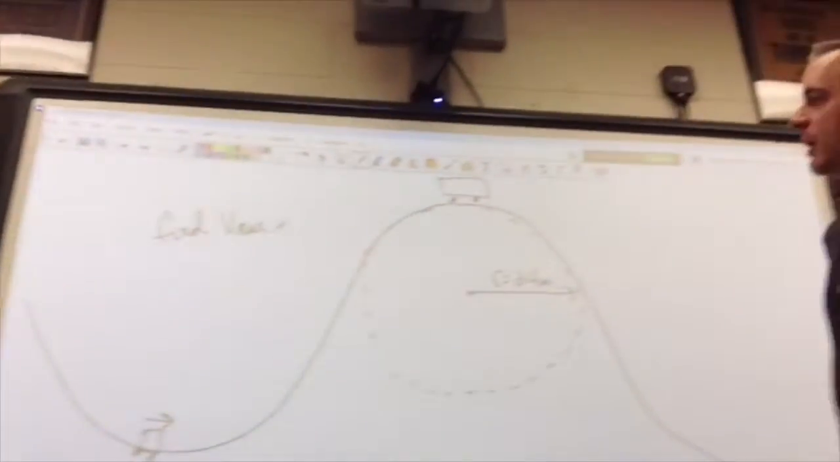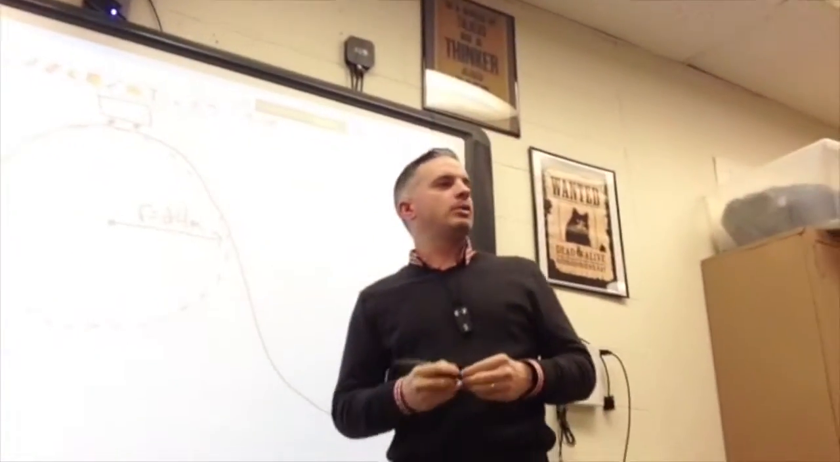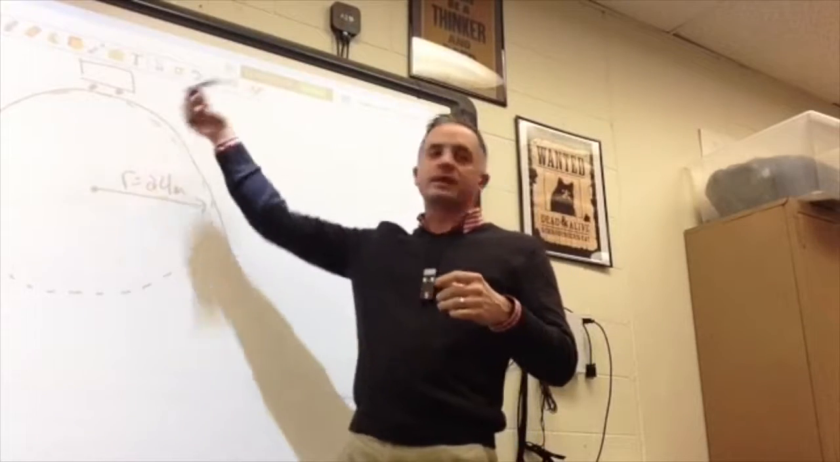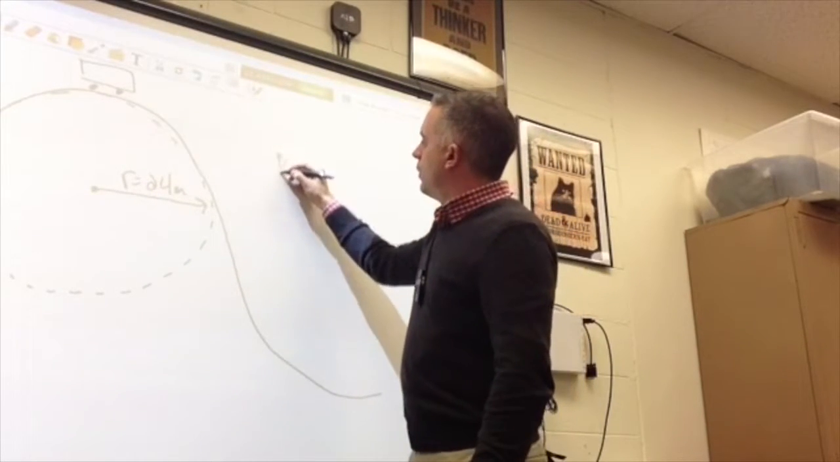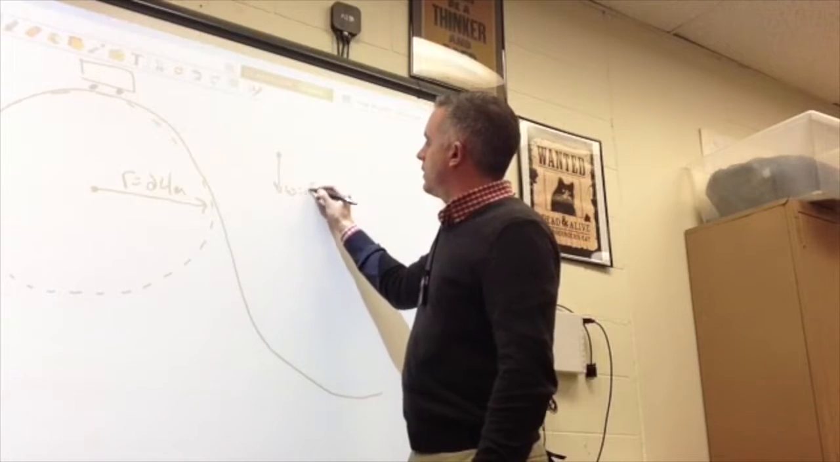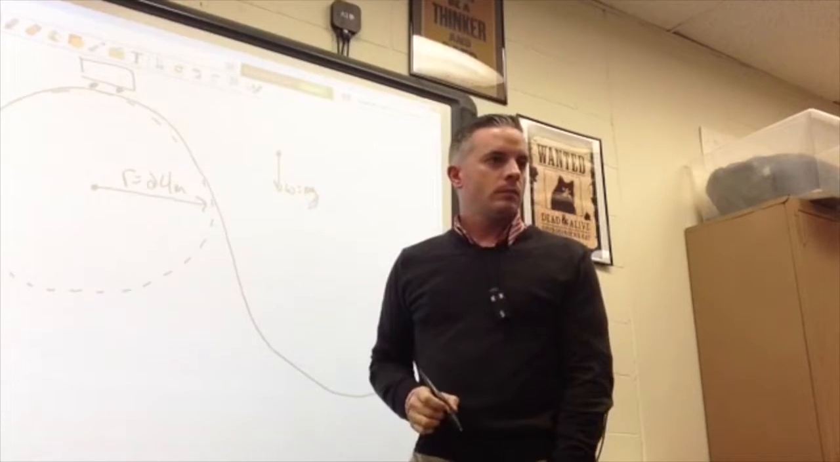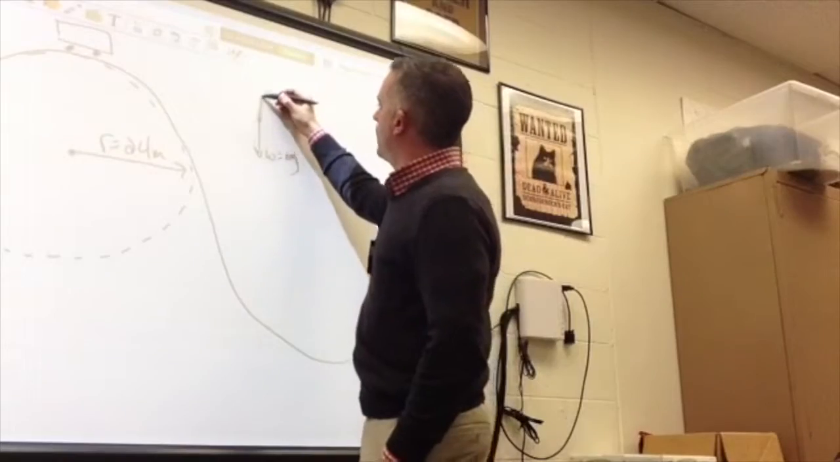So, free body diagram. What is our free body diagram looking like for the car up at the top here? Going down. All right, so it's got weight going down. Is that normal going up? Normal going up.